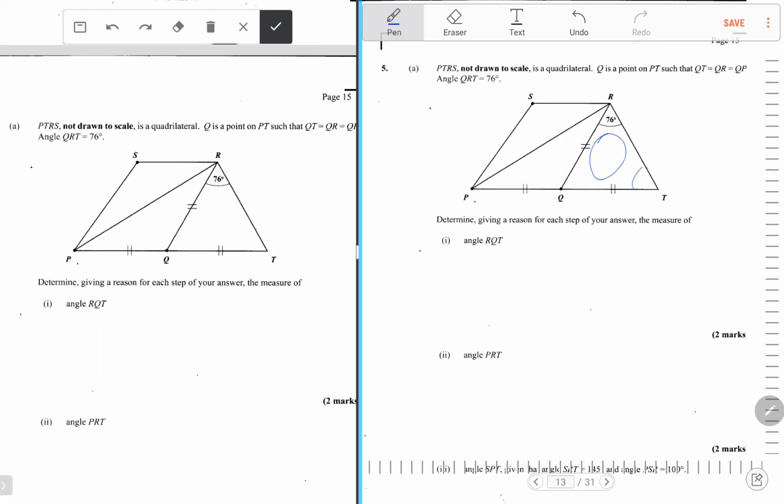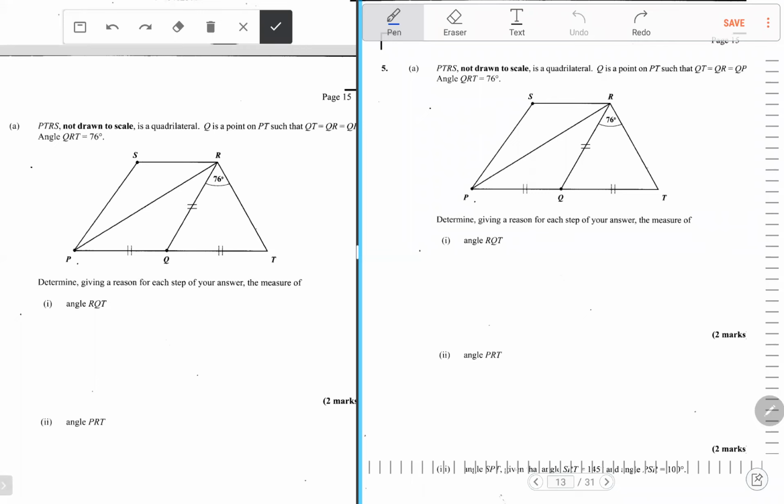These two base angles are equal, this angle and this angle. And also, this is an isosceles triangle, so these two angles are equal, this angle and this angle down here. Triangles with two sides equal are isosceles triangles. So you know that we're working with some isosceles triangles there. And if you know one angle in an isosceles triangle, you are blessed because you can find the other two easily. It says determine, giving reasons for your steps in your answer.